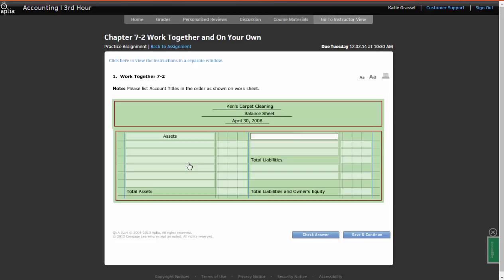And now when I hit enter, it's going to go over to the right, but I'm not going to do the right-hand side. I'm really going to do all of my assets side, and then I'm going to move over and do my right side. So my first asset account is cash, and cash is for $9,500. Then I have petty cash for $100.